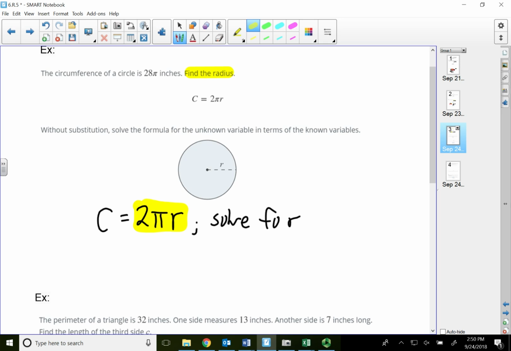So since there's nothing else to do, nothing to simplify, no like terms to combine, no distribution, all I'm going to do is divide both sides by my coefficient, 2 pi. So now my radius will simply be circumference c over 2 times pi.